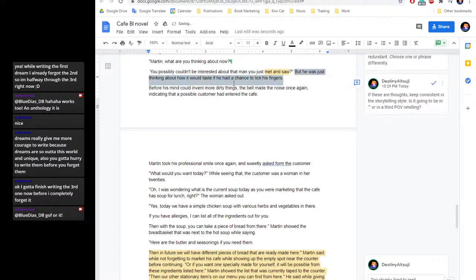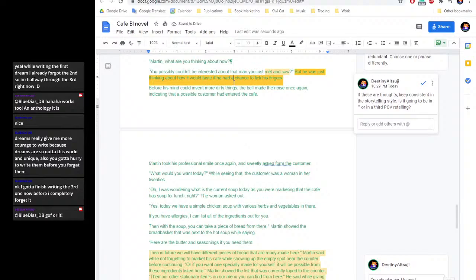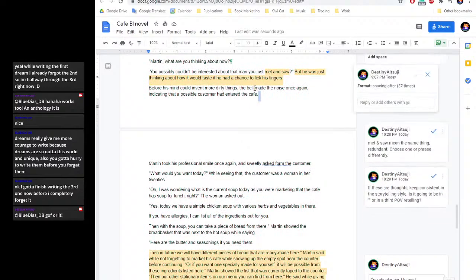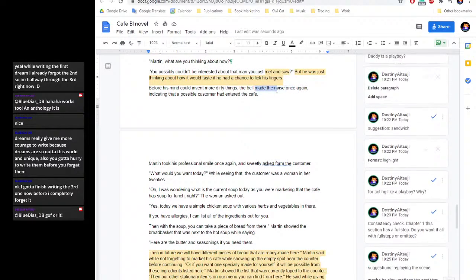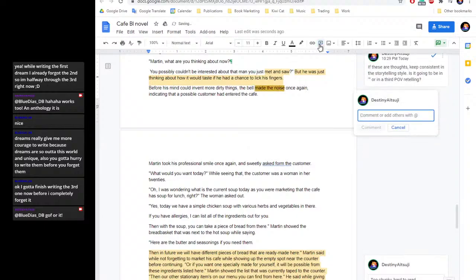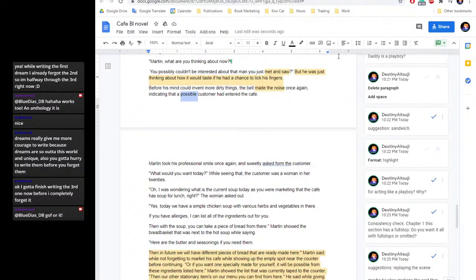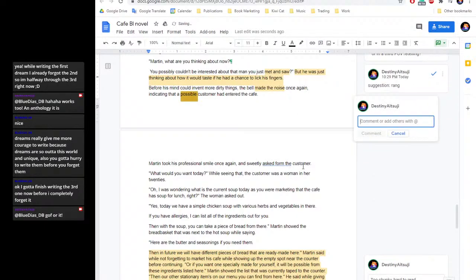Yeah, so basically, this is what I have to say about this. And then, okay, before his mind could invent more dirty things, the bell made the noise once again. The bell made the noise. The bell rang. Suggestion. Once again, indicating that a possible customer. Possible customer. I think the word they're searching for here is potential.